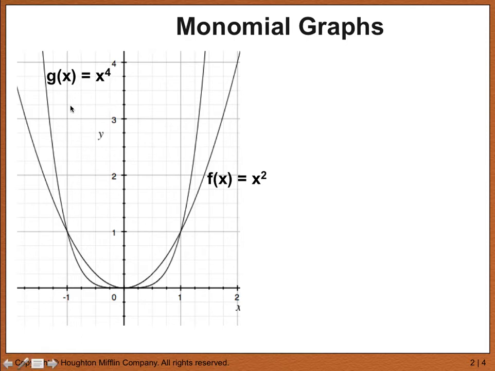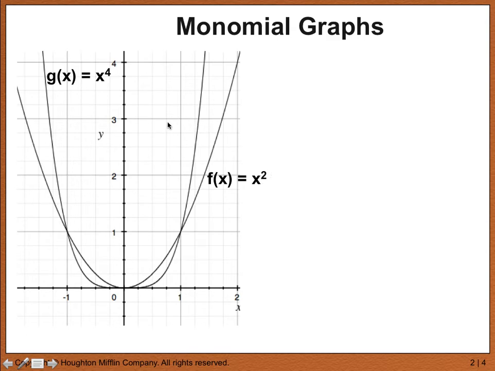You can also think of them as parent functions. X squared is the parent quadratic function because all other quadratic functions are based on it. They derive from it. And x to the 4th is the parent quartic function because all quartic polynomials are based on x to the 4th. In any case, these are also monomials, and x to the 4th would be a monomial of degree 4, and x squared is a monomial of degree 2.